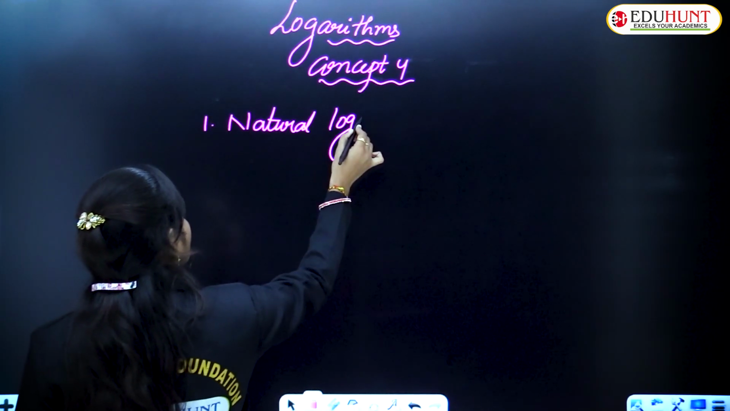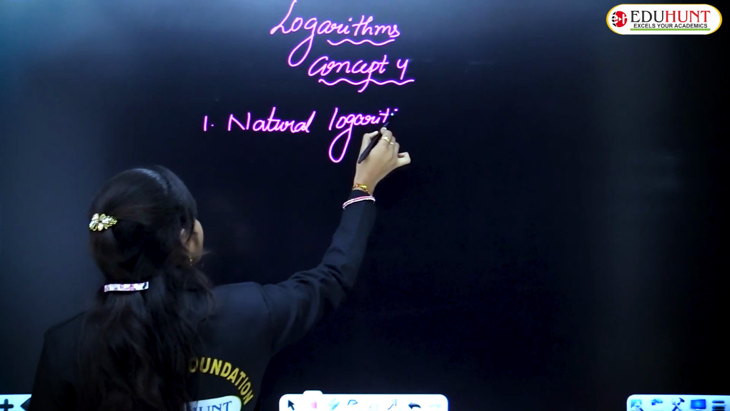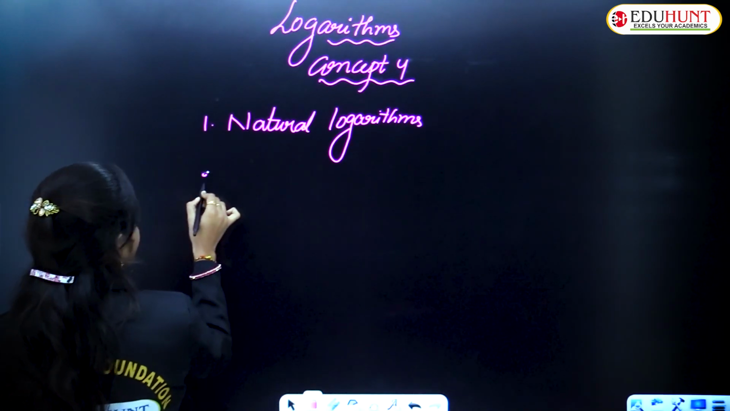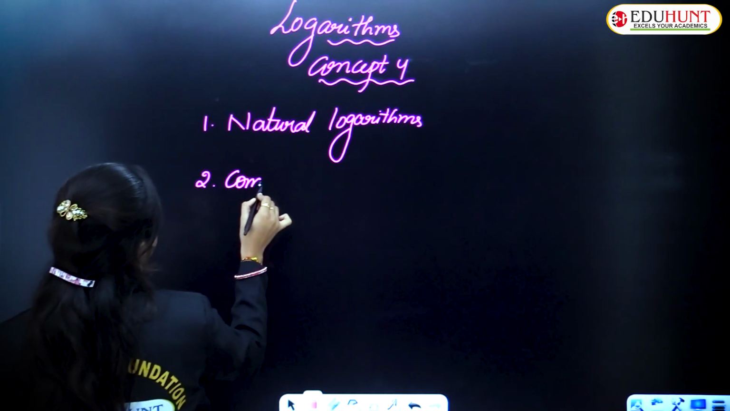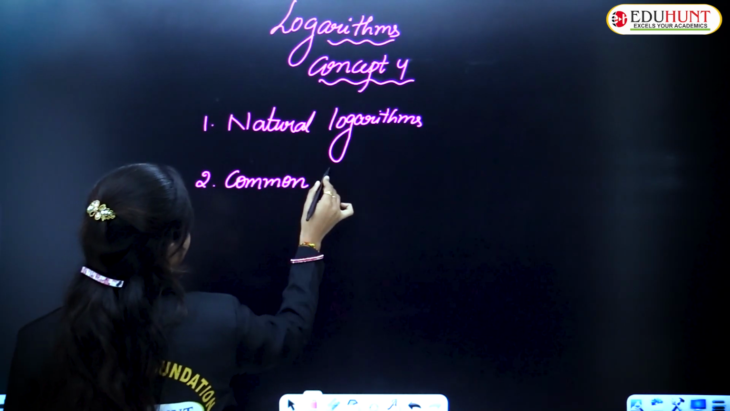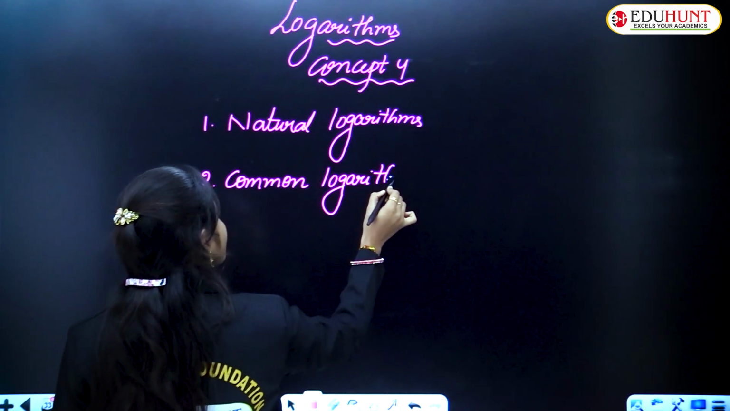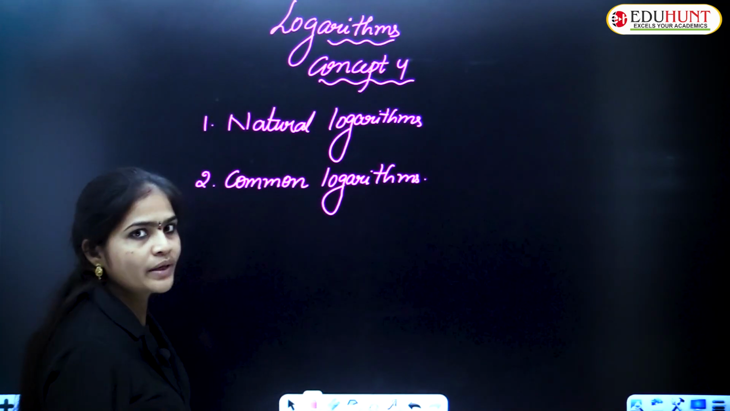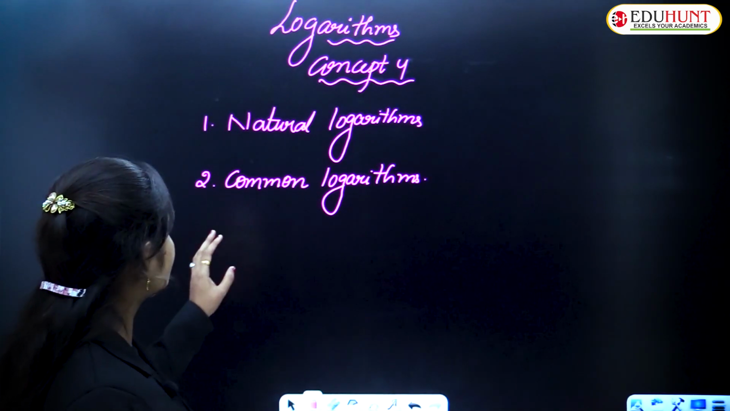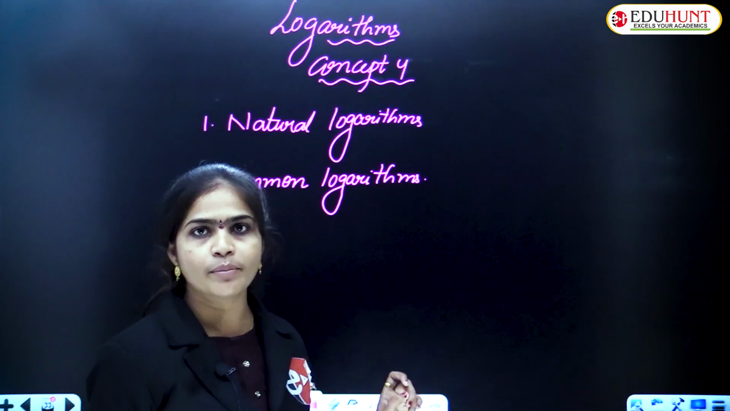Natural logarithms, and the second one is common logarithms. So here how many types do we have? Two types. One is natural logarithm, another one is common logarithm.